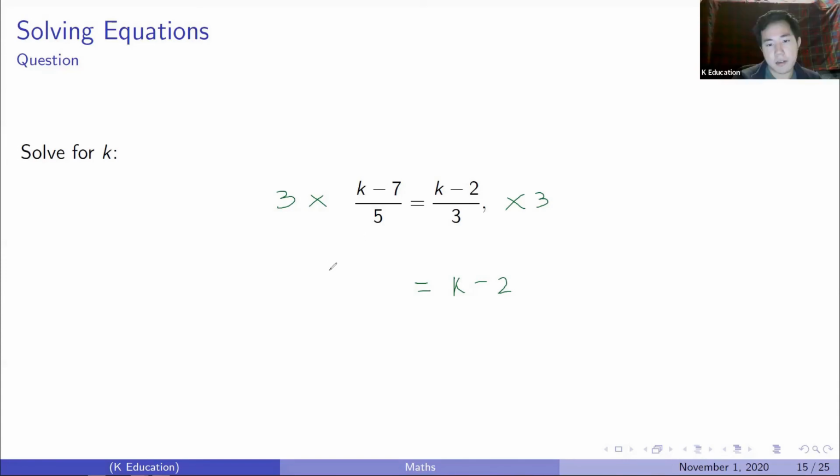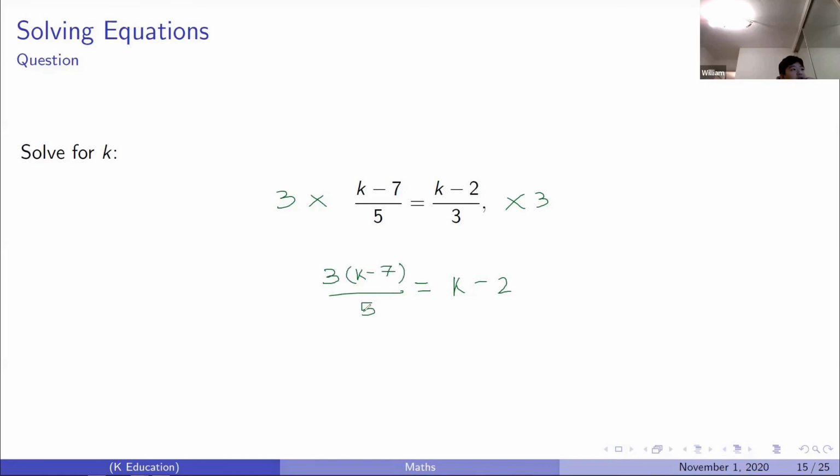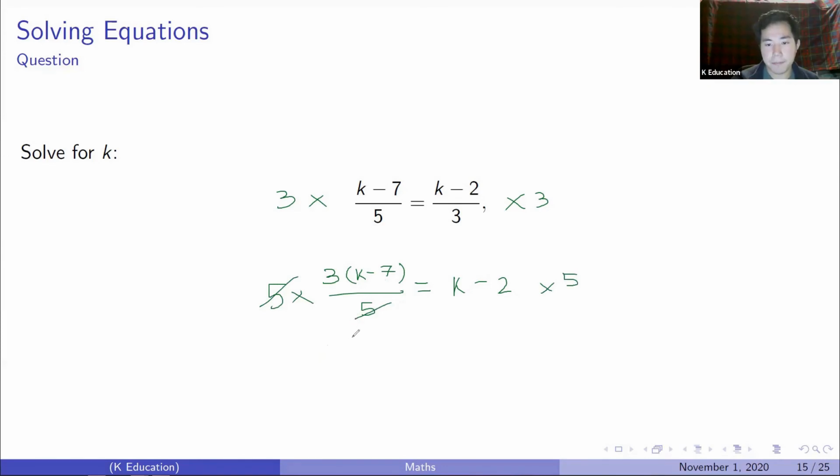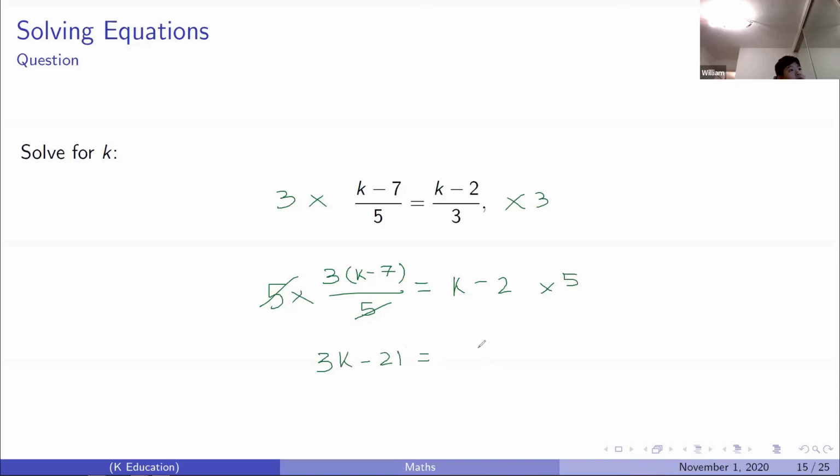Let's not multiply it out. So let's just leave it like this. Over 5, right? Yeah. And again, now the fraction is a bit annoying. So how can I get rid of that 5? Well, I have to multiply it by 5. Okay, yeah, exactly. So on the left hand side, what do I have? 3 brackets k minus 7. So yeah, now we can multiply it out because it's cleaner. That's 3k minus 21. And on the right hand side? 5k minus 10. Yep. And can you solve it now?